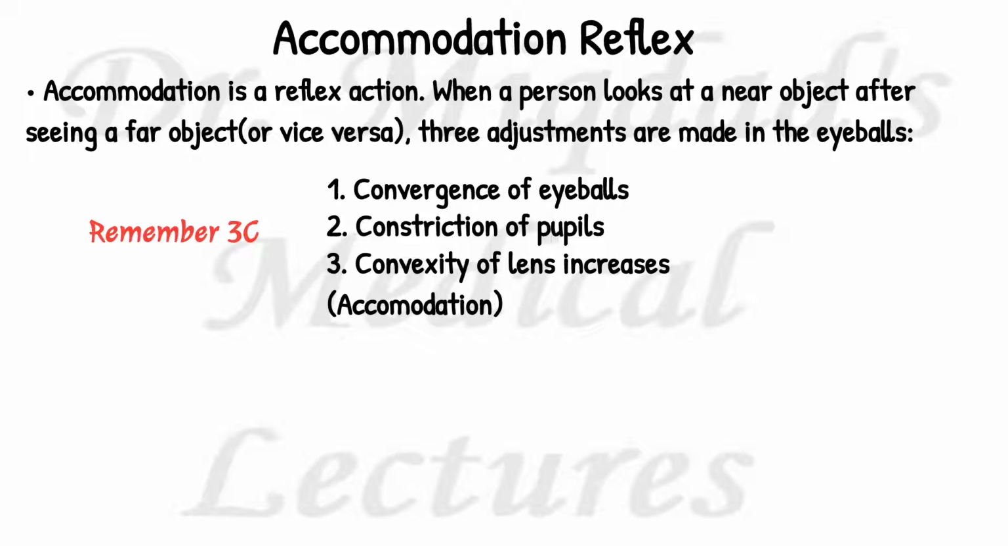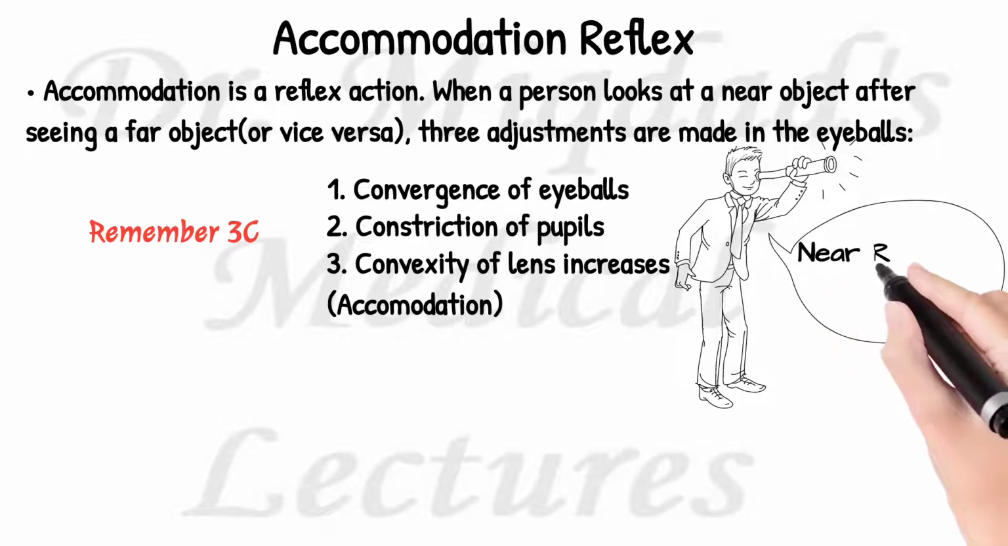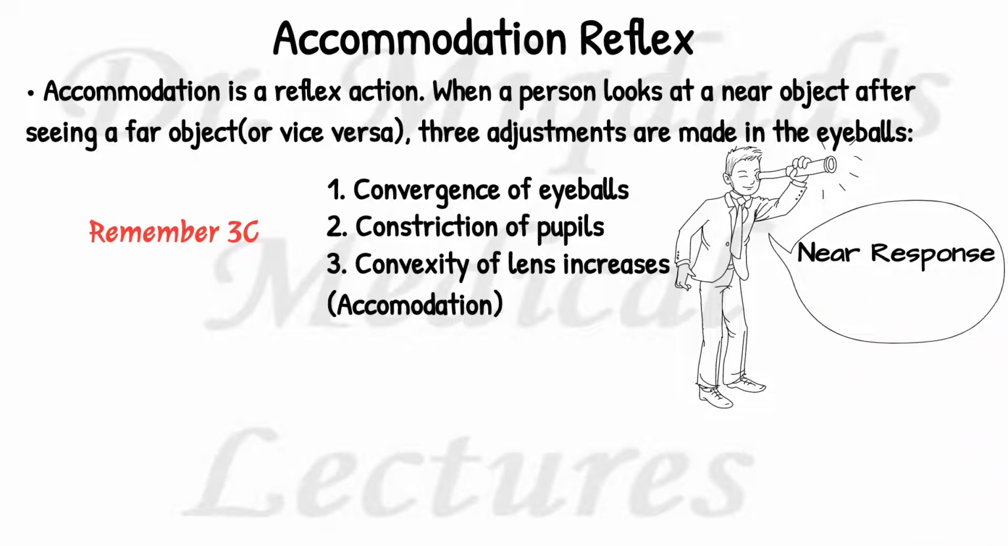And all these 3 responses occur when the individual looks at the near object, and hence also known as near response. And when the person shifts his gaze from near object to far object, opposite set of events occur and is known as far response.